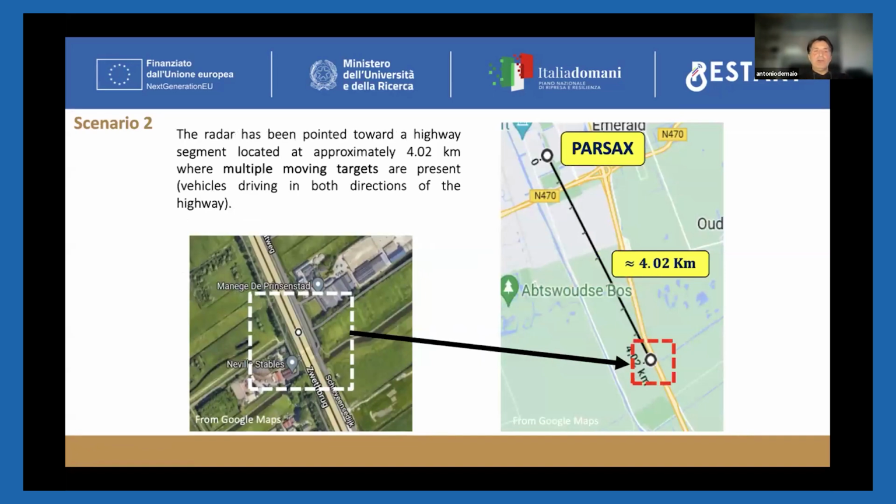In scenario number 2, the radar has been pointed toward a highway, this position, for the segment of highway at approximately 4 kilometers. And on the highway, there are multiple targets. It is a 2-lane highway, and there are vehicles driving in both directions of the highway.